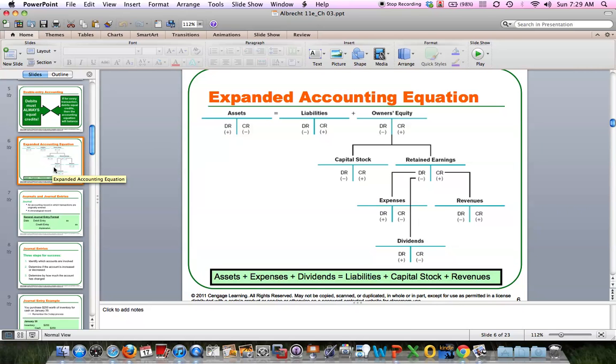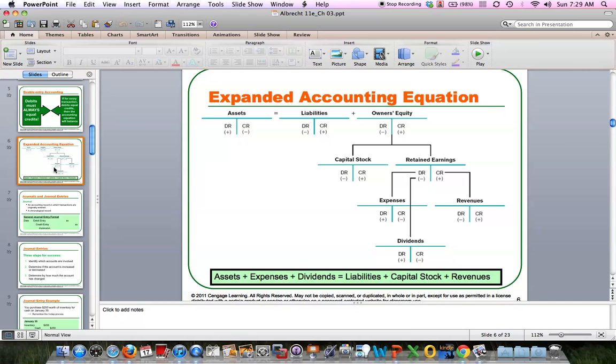Well, here's the expanded rules of debit and credit. And I don't think we've looked at this yet, and this is important to understand. This is just going to be one of those things that you'll have to memorize. And it's in the book, pages 76 and 77. You'll also see this exact same chart on page 78. So make a note, pages 76, 77, and 78 are what you want to look at.